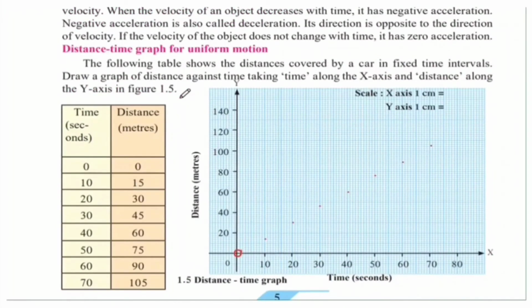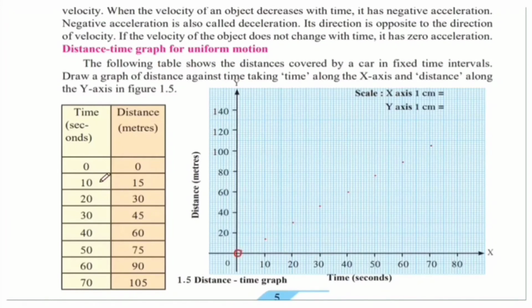So now we will learn how to plot a distance time graph for uniform motion. The following table shows the distances covered by a car in fixed time intervals. Draw a graph of distance against time, taking time as the x-axis and distance along the y-axis. So here this is the x-axis and we take time on it, and on the y-axis we will take distance, and we have to use the values given in this table to plot the graph. So as you can see here, the first one, when time is 0, the distance traveled is 0. So that will be this point over here, where the y-axis and the x-axis intersect at 0.